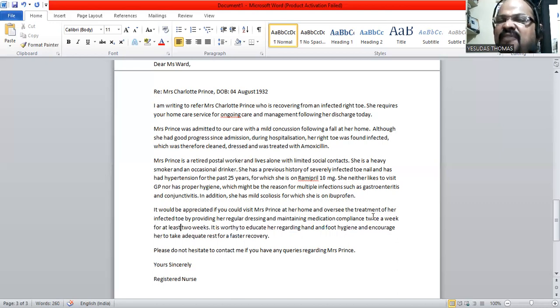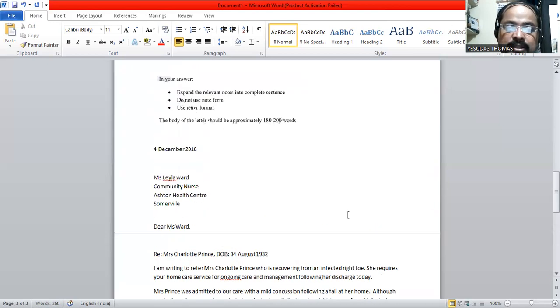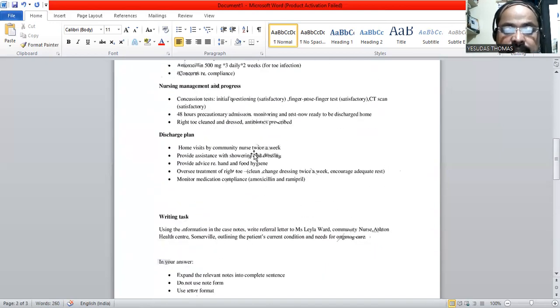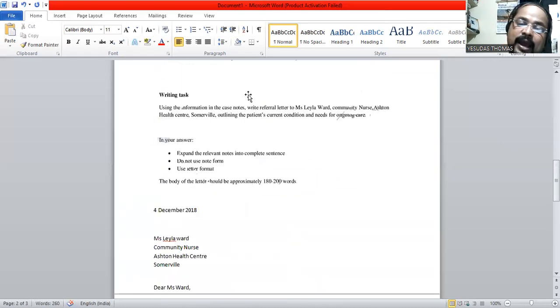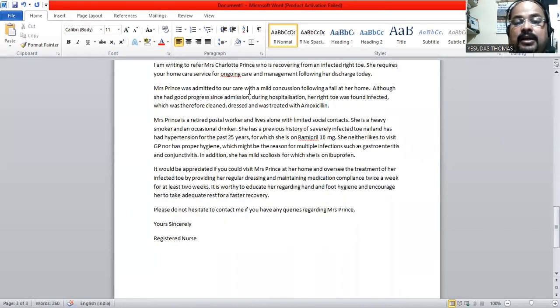So why we have said for at least 2 weeks is that her medication, that amoxicillin, is going, and it is to be continued for 2 weeks. So amoxicillin 500 mg, 3 daily, 2 weeks. So we have medicines continuing. So at least 2 weeks you have to be there with the patient. You have to visit her twice a week. This is what we mentioned.